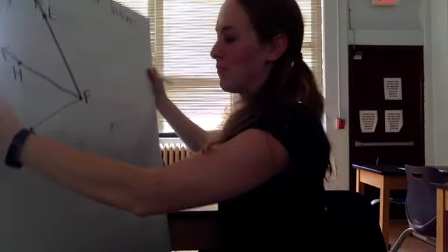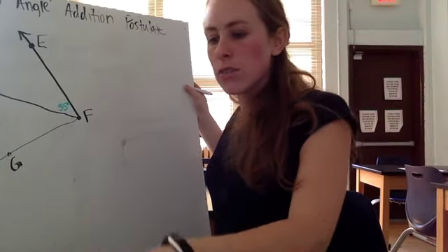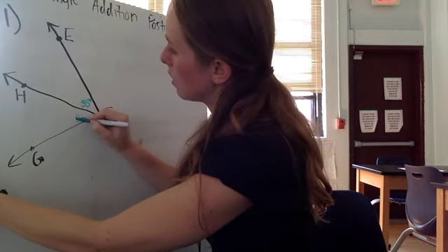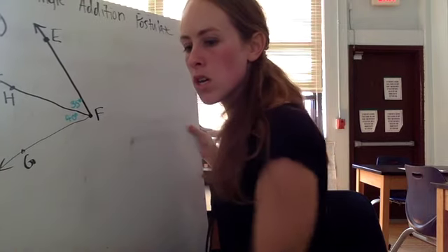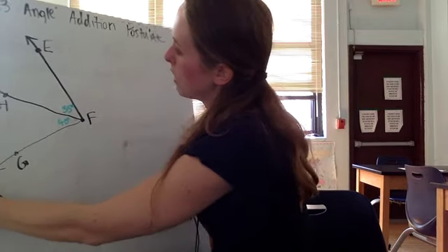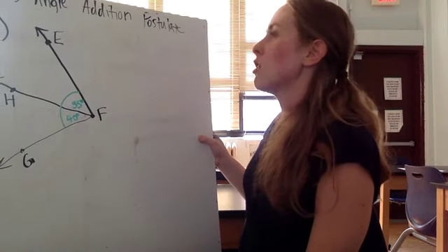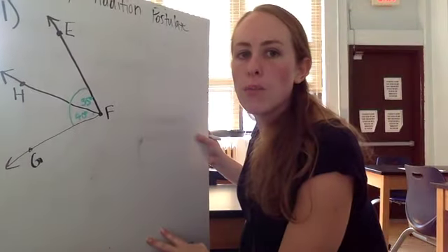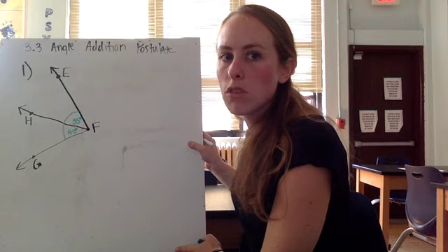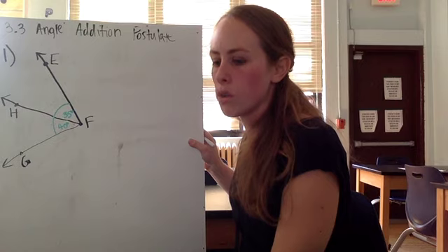EFH is 35 degrees. They also tell us that HFG, this bottom angle right here, is 40 degrees. So we need to find EFG. We need to figure out what this whole angle is, EFG. So this may seem pretty straightforward. We want to use the angle addition postulate. So how do we do the angle addition postulate? We know we have to add the two small ones and it equals the whole.